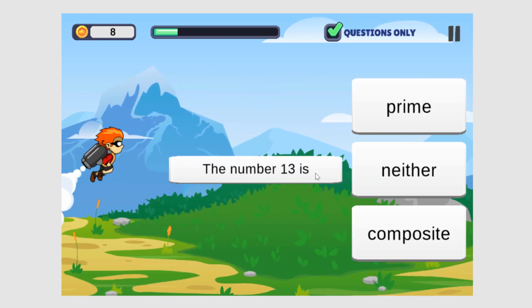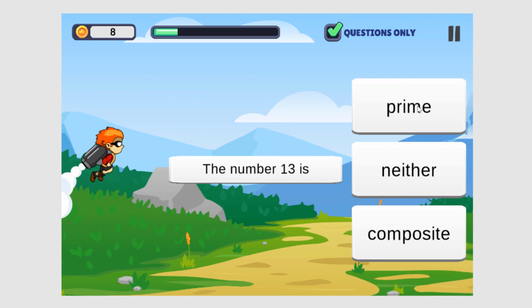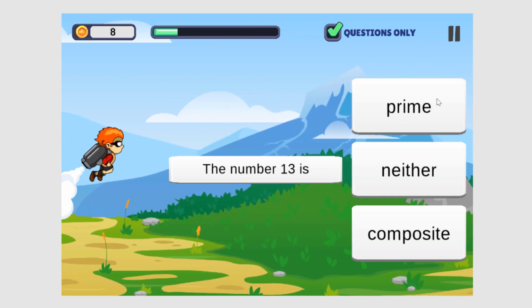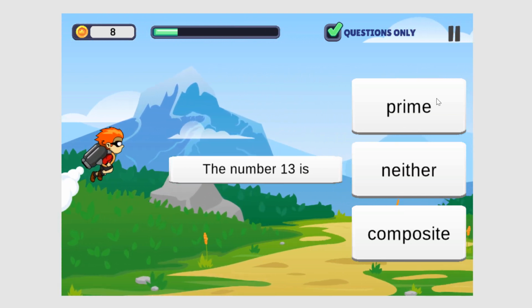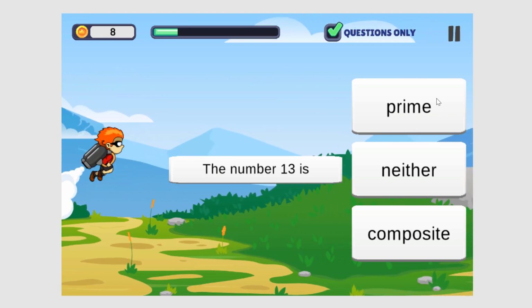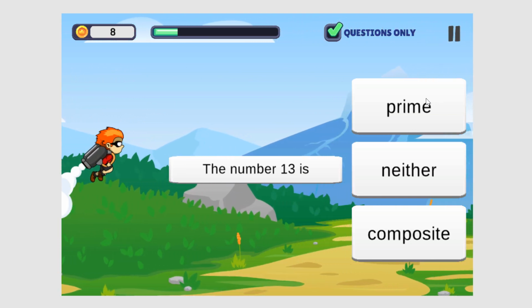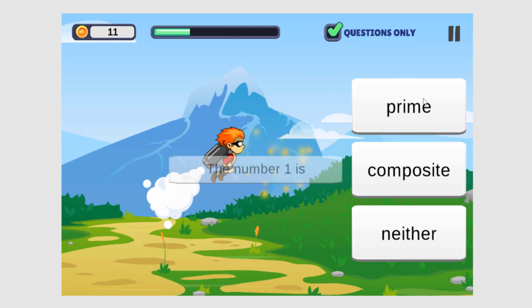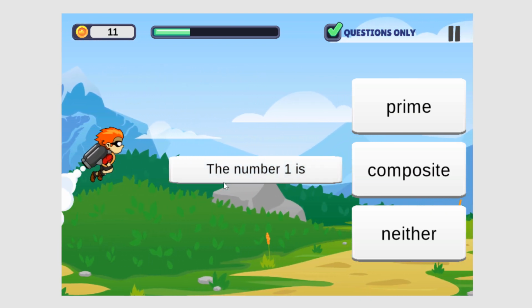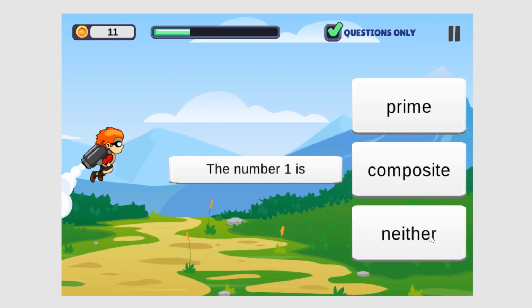The number 13 is... Well, 13 is prime because only 1 and 13 are valid factors. There's no other combination of numbers that multiply to equal 13. And by definition, the number 1 is neither prime nor composite.